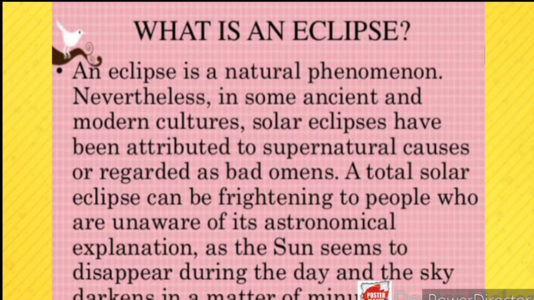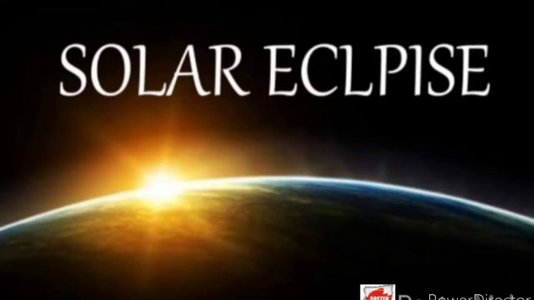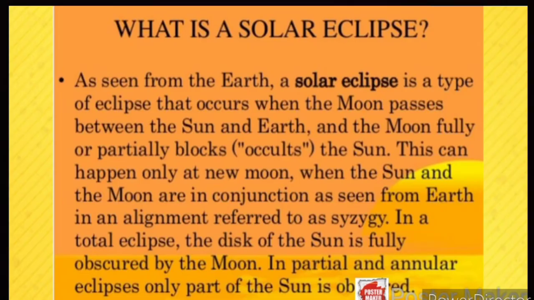Now here we have two kinds of eclipses. First is the solar eclipse. In this there are two kinds: complete eclipse and partial eclipse. So what is a solar eclipse? As seen from the earth, a solar eclipse is a type of eclipse that occurs when the moon passes between the sun and earth and the moon fully or partially blocks the sun. This can happen only at the new moon, when the sun and the moon are in conjunction as seen from earth, in an alignment referred to as syzygy.